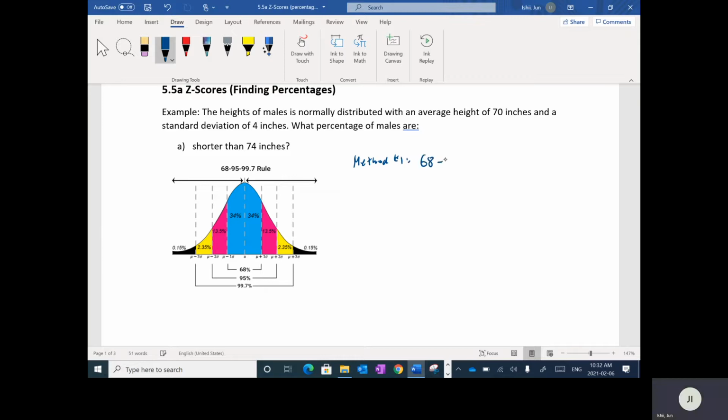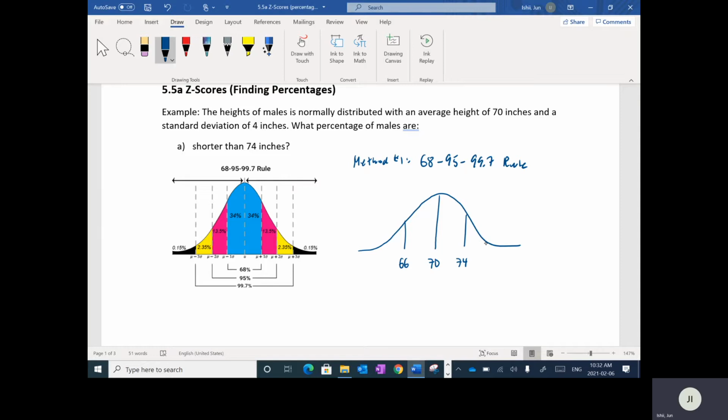We're going to apply the 68, 95, 99.7 rule. To do that, I want to draw up a bell curve and mark this stuff off. In the middle is the mean height, or the average height, which was 70. Over here, I'm going to go one standard deviation away, so I'm going to add 4, so 74 on this side. I'm going to subtract 4 on this side, so that'll be 66.